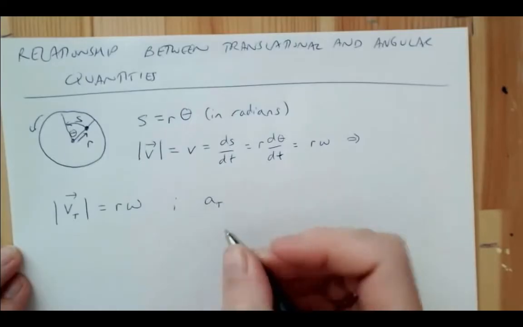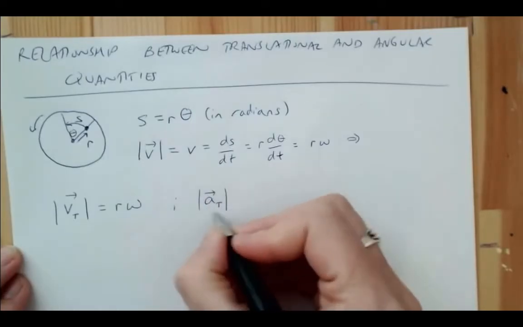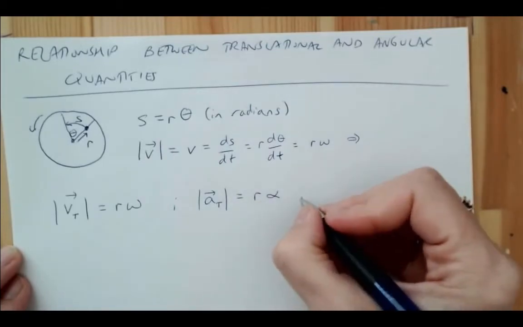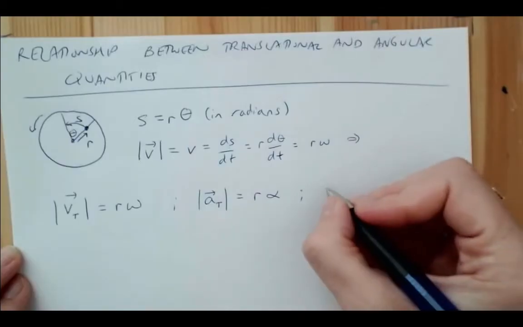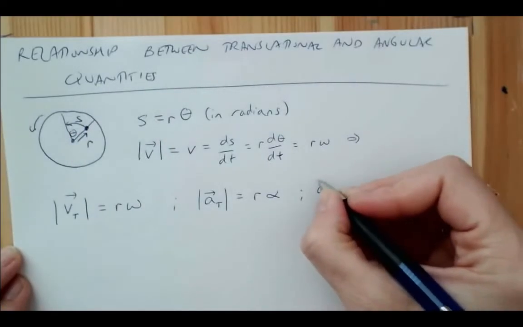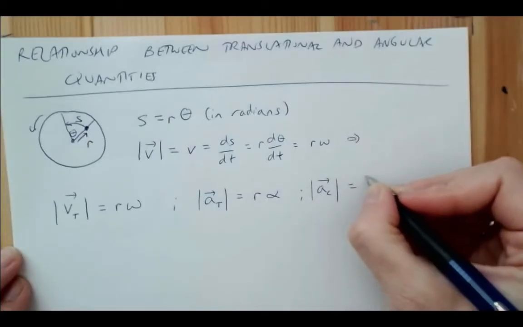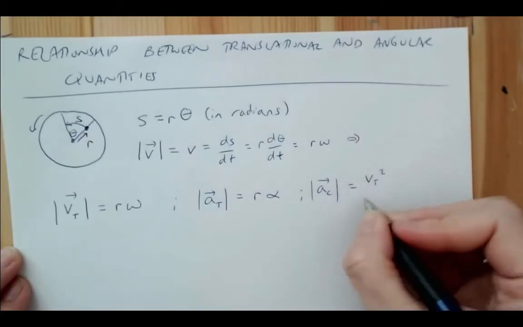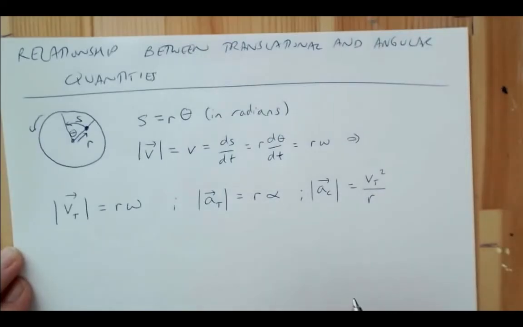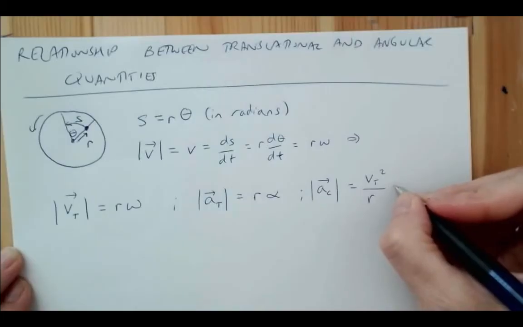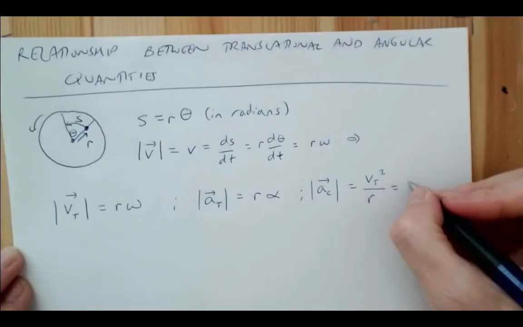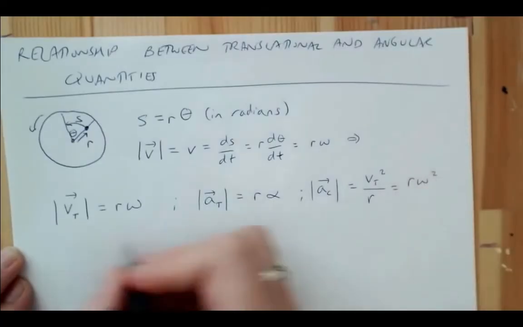The translational acceleration is going to be equal to r times alpha. And then we even have this idea of our centripetal acceleration, right? Remember that the centripetal acceleration was equal to the translational speed v squared over r, and now I'm just putting the subscript t to keep them clear from each other. And so that's now equal to r omega squared divided by r. So this equals r omega squared.